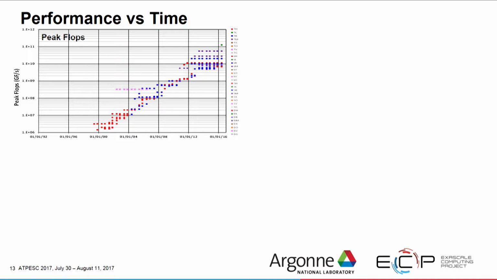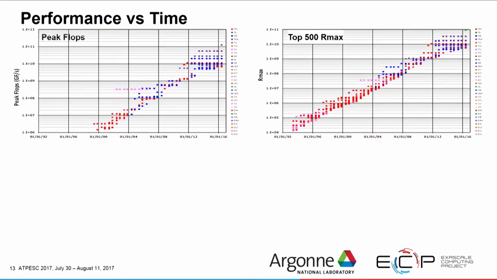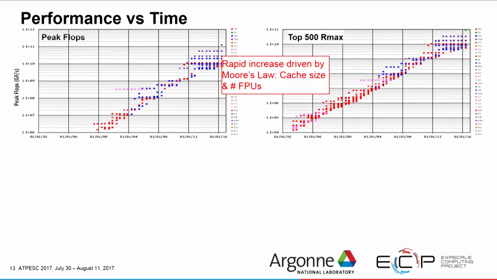So this is peak. The top 500 sustained. This is, again, solving Ax = b, where A is dense. That's also increased nicely. And this is all due to Moore's law. And what we did to fix that was keep growing the cache.